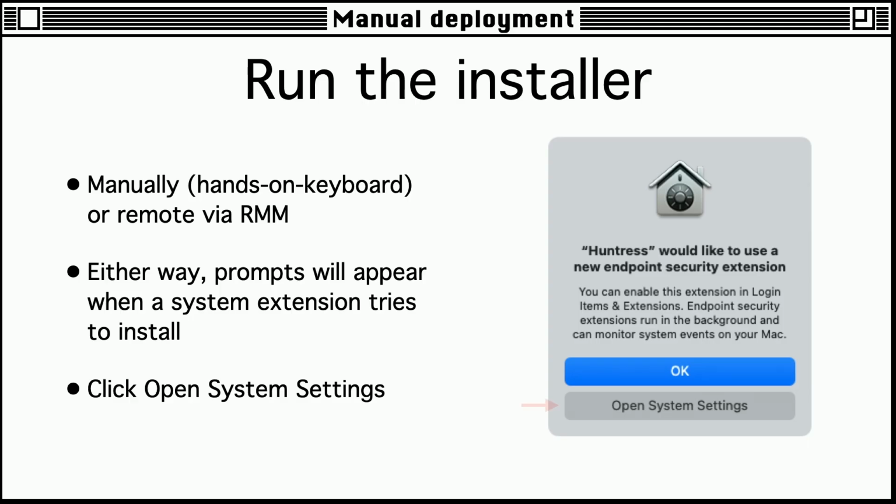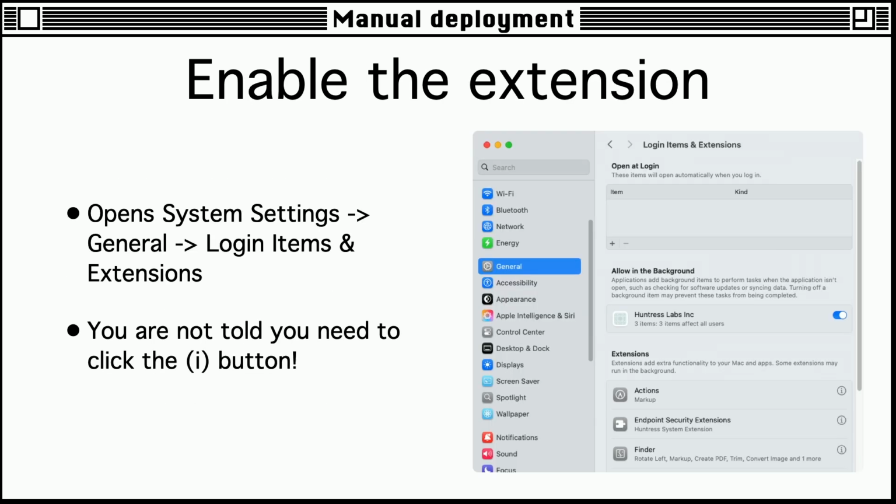So what you want to do, when you see this, is click Open System Settings, and that will open to here. If you needed to find this later, it's in the General section under Login Items and Extensions. Now, macOS has taken you here, right? Now what? It doesn't tell you. So you have no idea. I'm looking at this and I'm like, okay, I see Huntress there. It's turned on, right? Everything should be okay, right? No, that's not the right one.